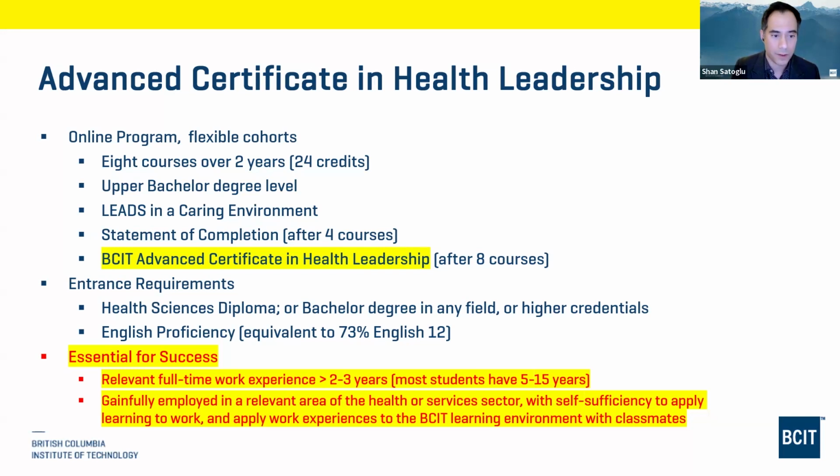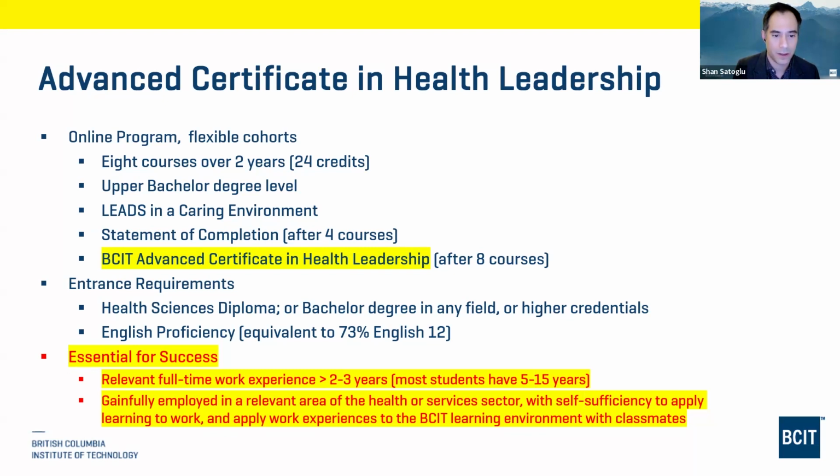After the first 4 courses, BCIT will give you a statement of completion. This is a symbolic recognition of meeting the halfway point in the program, 4 courses out of 8. It is not an academic credential, but it's a way to acknowledge that you've gotten to the halfway point, which is really important. You can tell your family, your friends, your employer that you're halfway there.